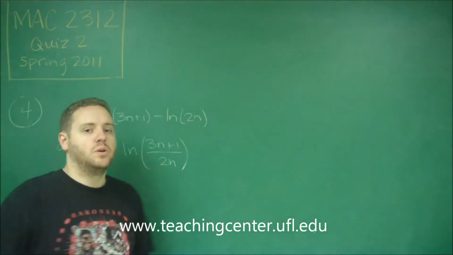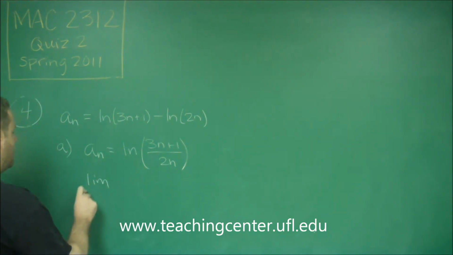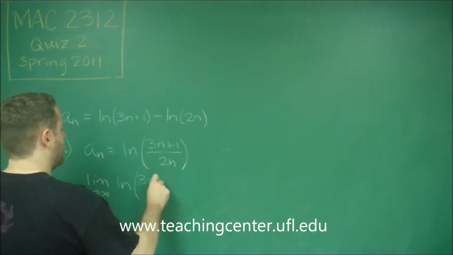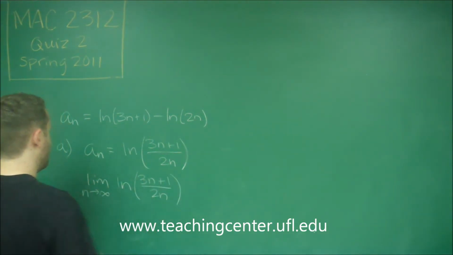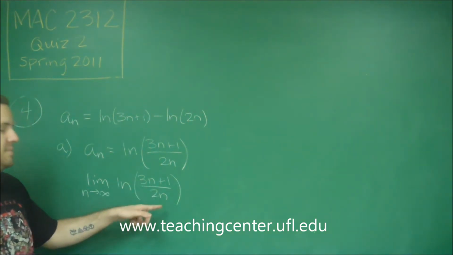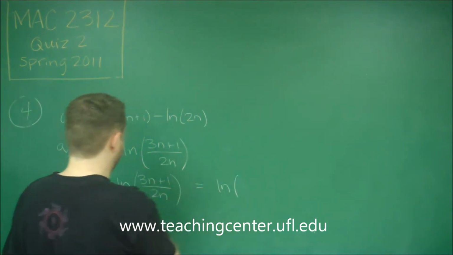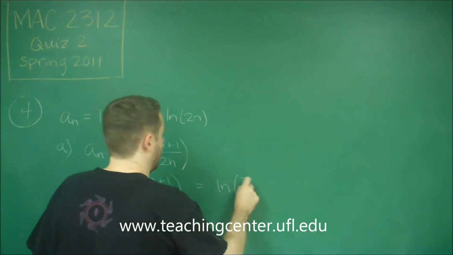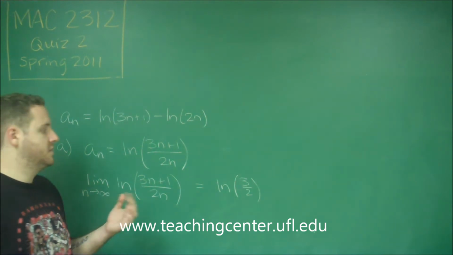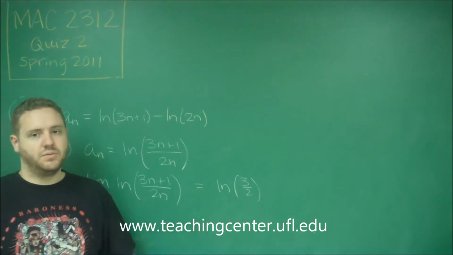Now that it's in this form, taking the limit as n goes to infinity is actually relatively simple. So if we do the limit as n goes to infinity of ln of (3n plus 1) over 2n, we can see that as n goes to infinity, this is a rational function. These have the same degree, so it's just going to be the coefficients. And we're still taking the ln of that, though. So this is ln of 3 halves. So this sequence definitely converges to this particular limit here, ln of 3 halves.